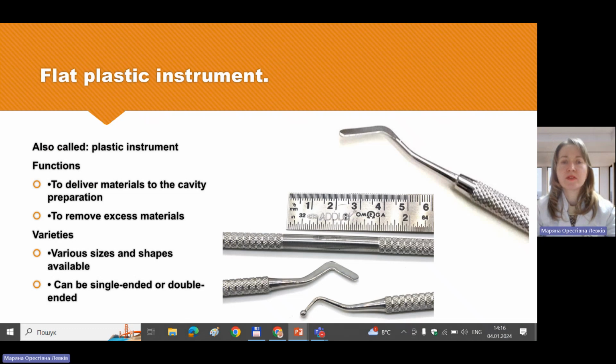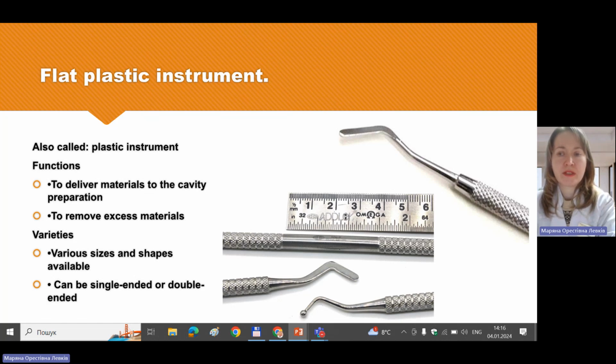The first instrument in this group that should be discussed is a flat plastic instrument, as you can see in the pictures. This is called a flat plastic instrument, or just flat plastic. The function is to deliver material to the cavity and to remove excess material at the stages of material insertion into the caries cavity.